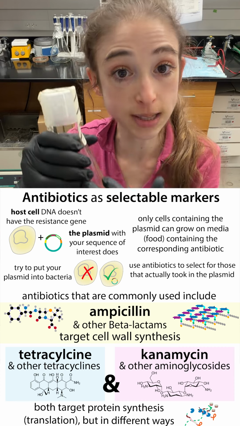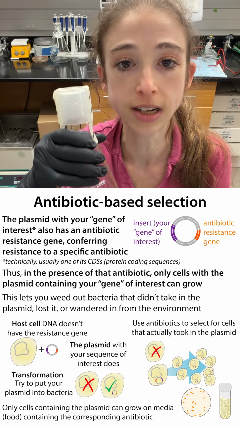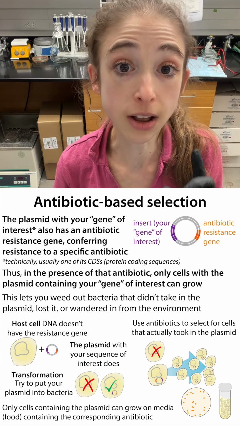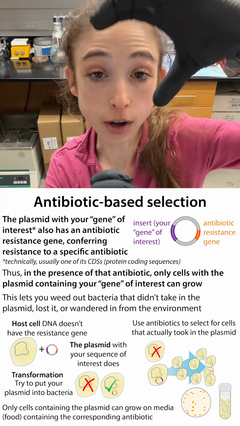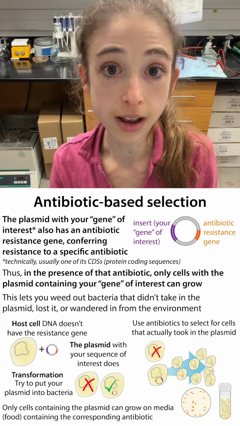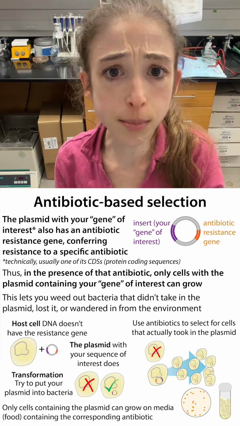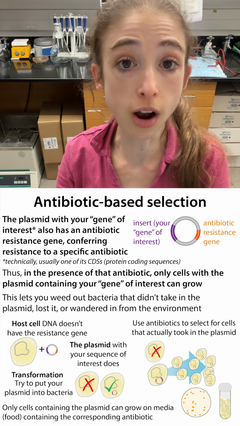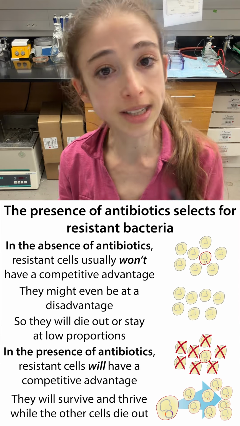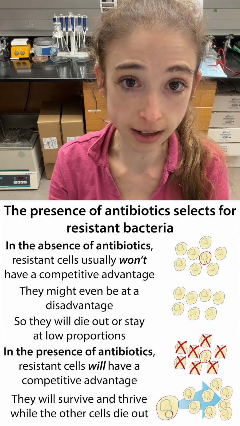If we add that specific antibiotic to the media, so the cell food that we're growing these bacteria in, then only the cells that have the plasmid that has the gene for your protein will be able to grow. And all those other bacteria that either come in from the outside, they never took in the plasmid, or they lose the plasmid over the course of their growth, are not going to be able to grow. And so we select for the cells that actually have the plasmid.